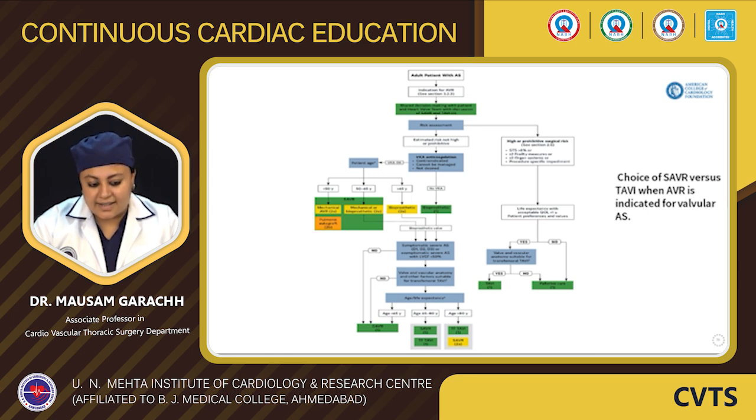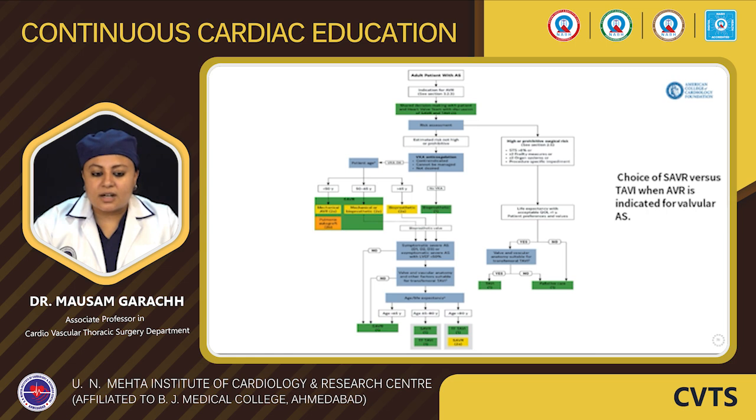And if yes, then we have to see the life expectancy. If the age is less than 65, then we have to go for a surgical replacement. If the age is between 65 and 80 years, then surgical replacement is the first choice, class of recommendation 1, and transfemoral TAVI can also be done, class of recommendation 1. If the age is greater than 80 years, then TAVI is opted for first.